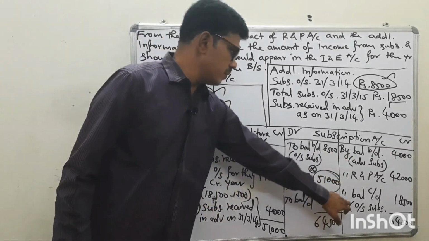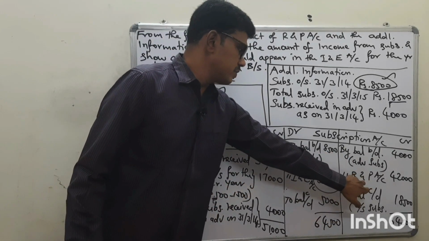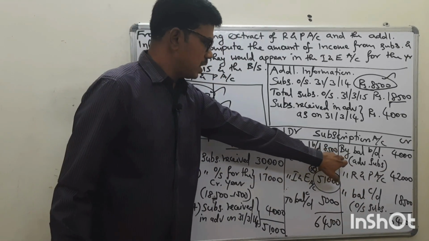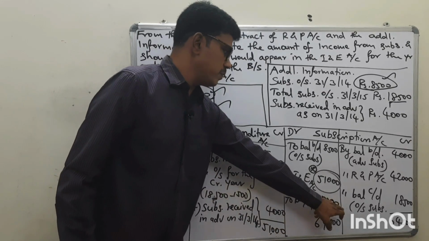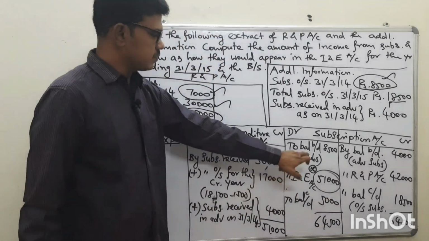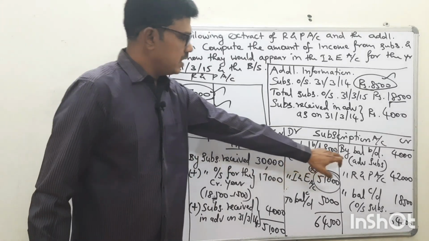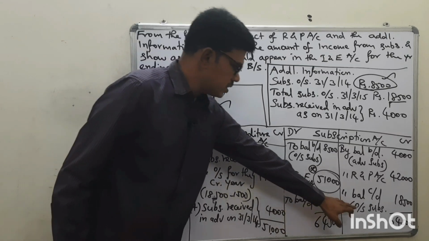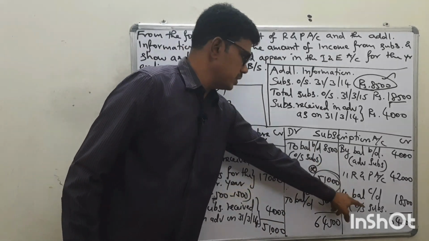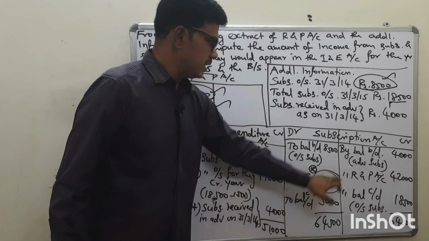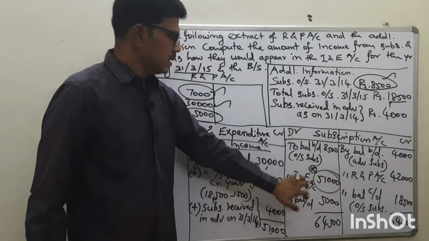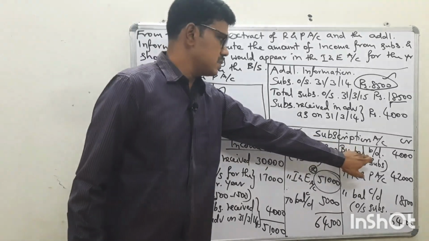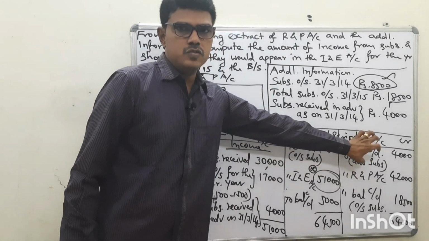Opening balances, closing balances, receipts, amount received during the year in the form of subscription. Opening, to balance brought down, by balance brought down. For closing, to balance carried down, by balance carried down. Here, outstanding subscription in the beginning of the year, advance subscription in the beginning of the year, outstanding subscription at the end of the year, just opposite to this. Advance subscription at the end of the year, just opposite to this, right? This is recorded based on the rule, assets will always show debit balance. This is recorded based on the rule, liability will always show credit balance.